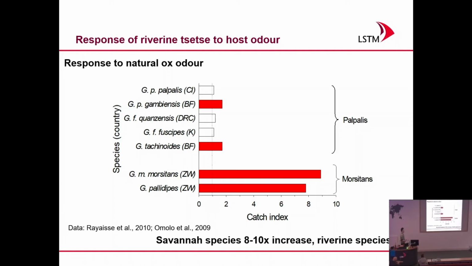And then also thinking about odors, because those large savanna targets have an odor bait with them that's based on the odors from ox. And that increases catches of morsitans and polydipes, savanna species, 8 to 10 times when it's added to a target. But doing the same work with riverine species, we don't see this similar level of increase. The maximum increase in catch size for riverine species to ox odor is only 2 times compared to an unbaited trap.